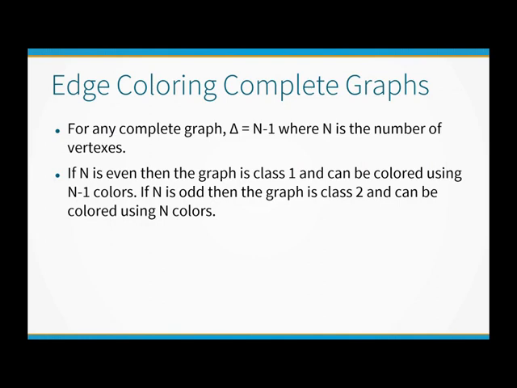Quickly, I wanted to talk about edge coloring with complete graphs one more time. So for a complete graph, we know the delta is going to be equal to the number of vertices minus 1, because that is going to be the degree of every vertex on the graph, because they're all connected. So the other last thing is, if it is an even number of vertices, it's going to be class 1. If it is an odd number, it is going to be class 2.